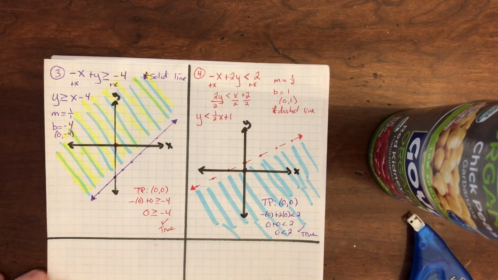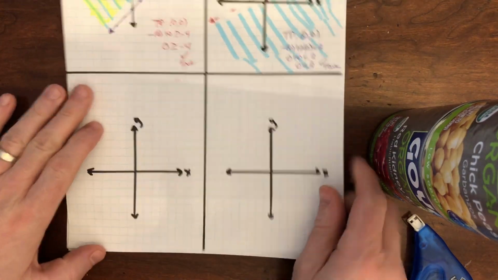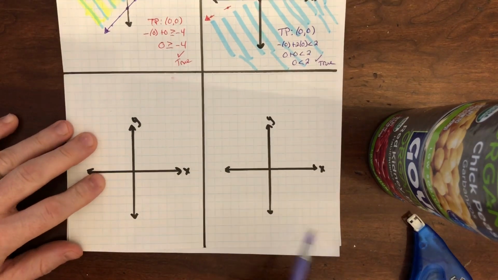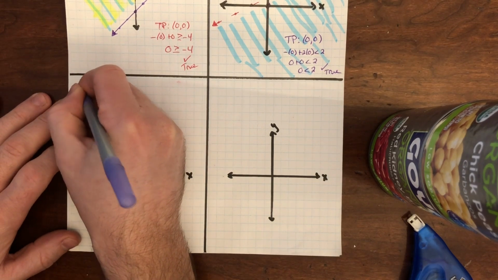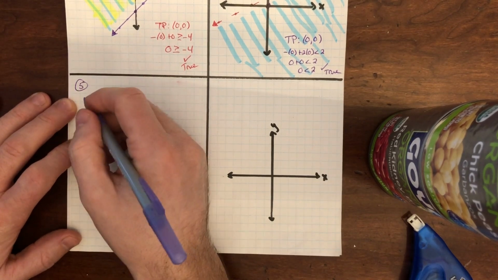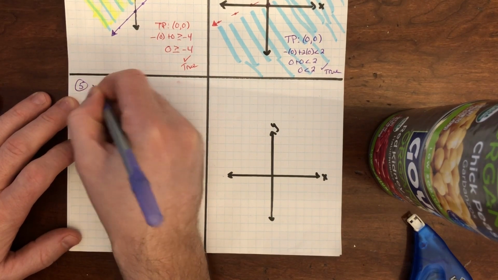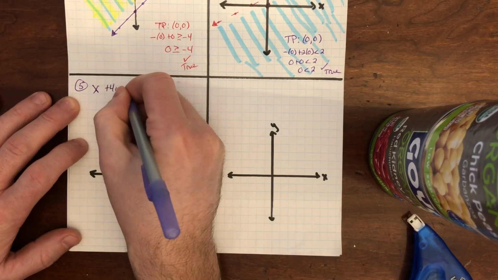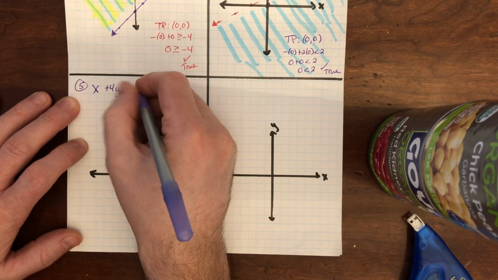Okay, all right. Last one we're gonna do together, and then you're gonna have one that you're gonna try on your own. Okay, number 5 is going to be x plus 4y is going to be greater than 12.